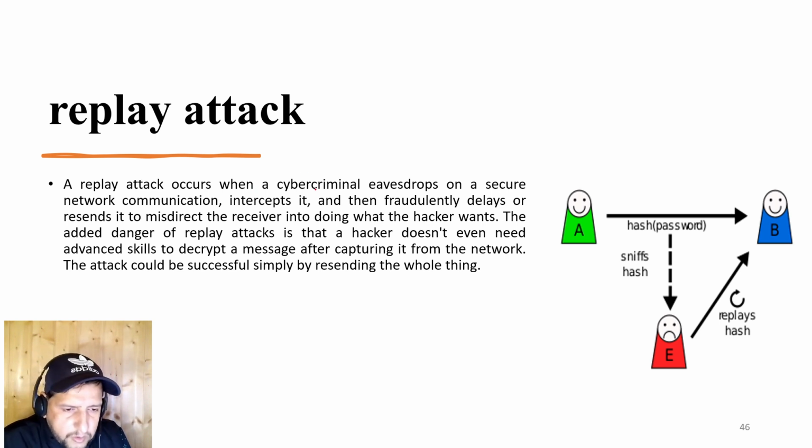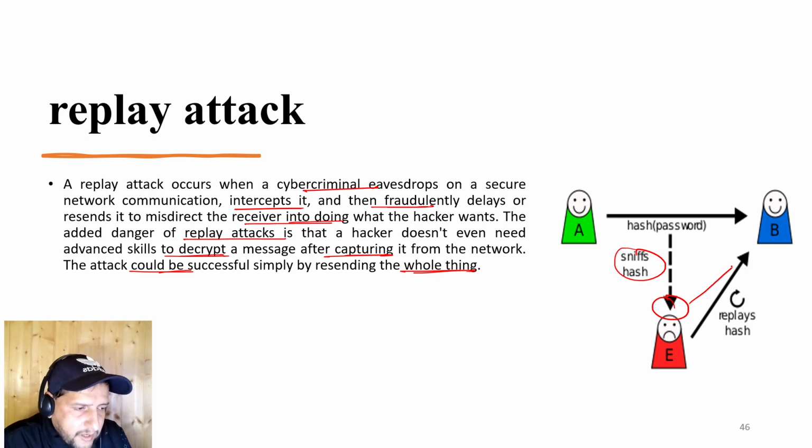A replay attack occurs when cyber criminals eavesdrop on secure network communication. They intercept it and then fraudulently delay or resend it to misdirect the receiver into doing what the hacker wants. The added danger of a replay attack is that a hacker doesn't even need advanced skills to decrypt a message. After capturing it from the network, the attack could be successful simply by resending the whole thing. So what they do, they'll just capture your hash and they can just resend it. They just replay those authentication credentials. They pretend to be you.